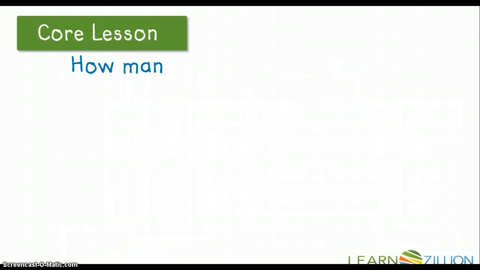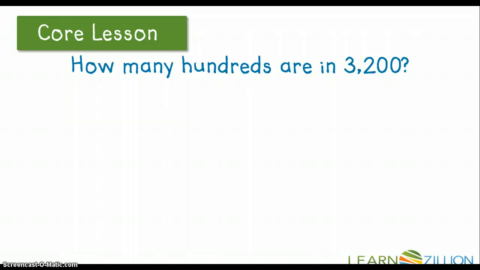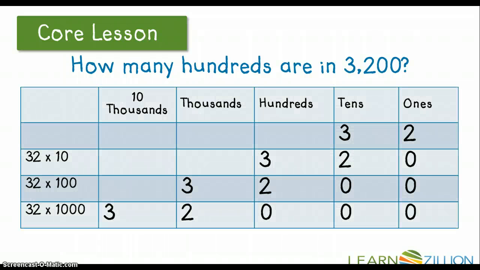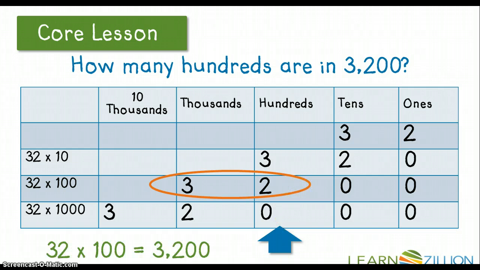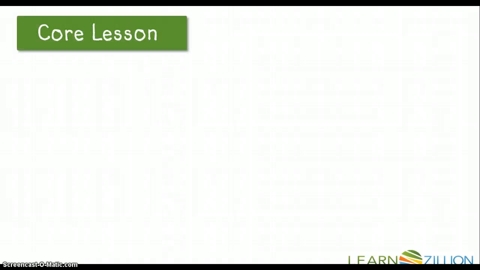Let's take a look at another problem. How many hundreds are in 3,200? Since we're looking at the hundreds, we want to make sure that we're looking in the hundreds place on our place value chart. So we'll travel up to our hundreds place, and we can see that there are 32 hundreds in the number 3,200, because 32 times 100 equals 3,200.